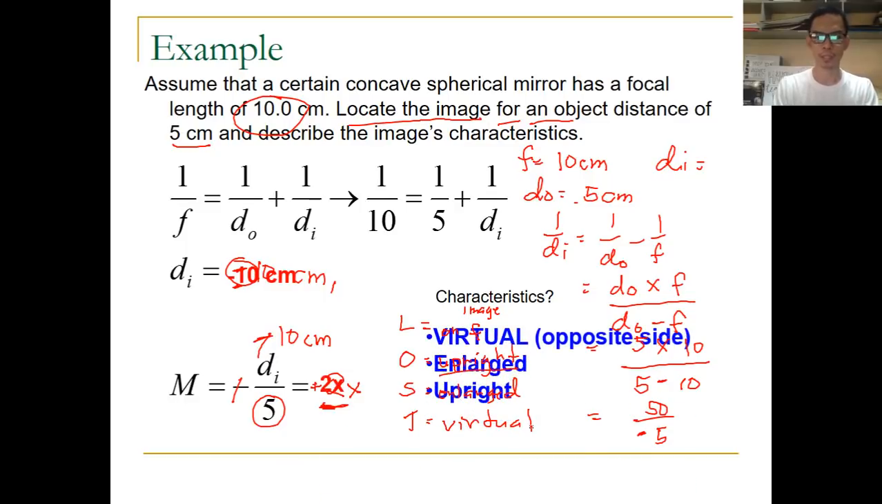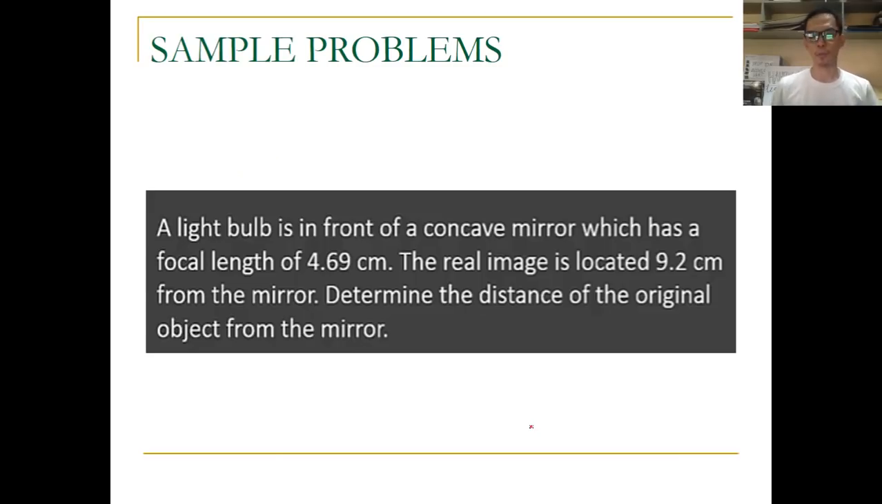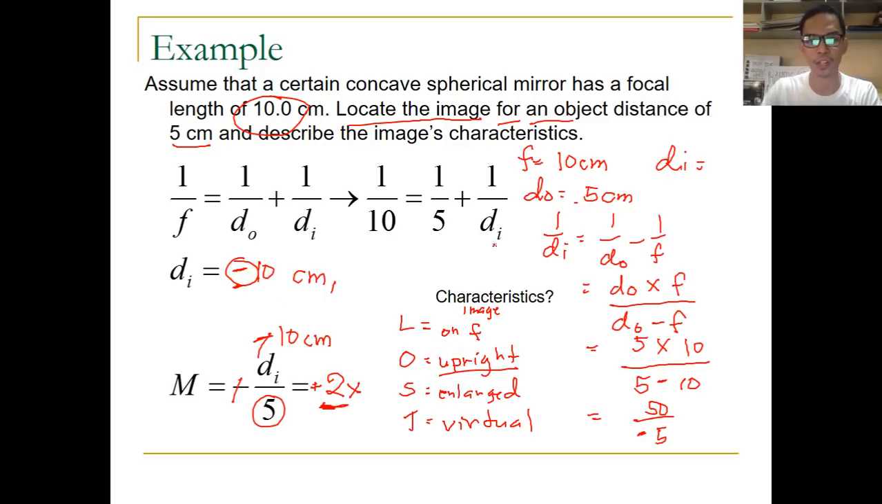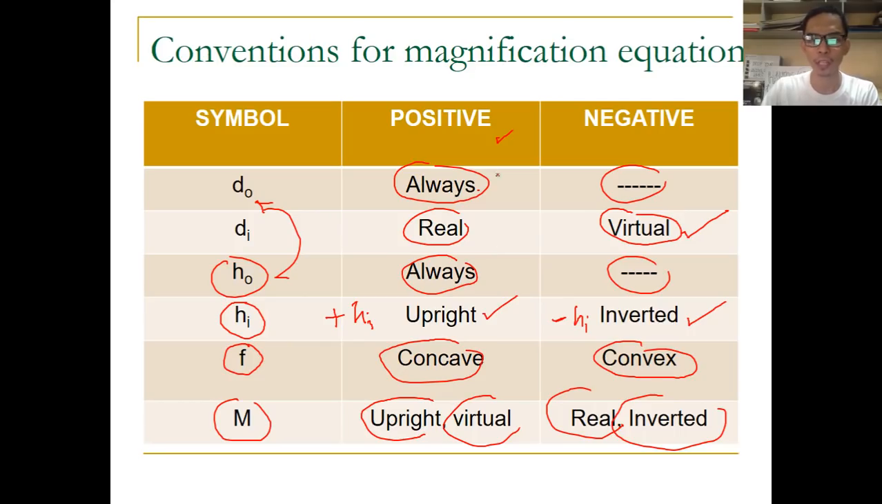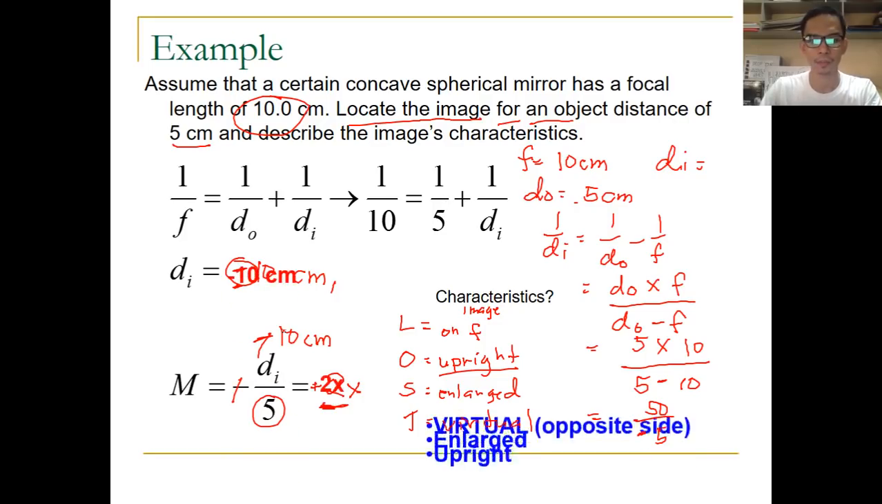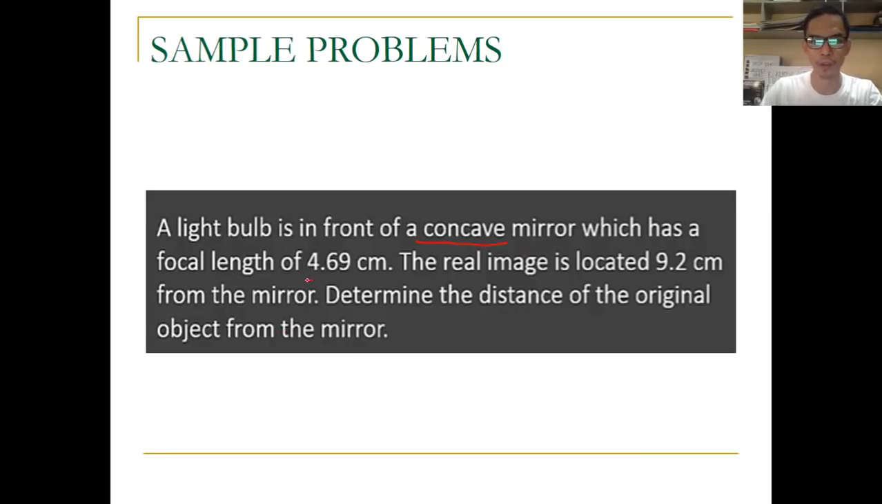Okay, 2x. Now, let's have another sample problem. A light bulb is in front of a concave mirror. Again, when we talk about a concave mirror, let's take a look at the convention. A concave mirror has a positive focal length.